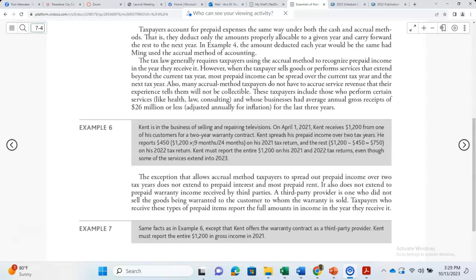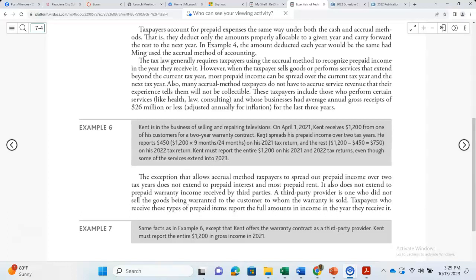1,200 multiplied by 9 out of 24 months. That's April through December, 9 months. So 1,200 times 9 out of 24, and that's 450 on his 2021 return. The rest will be on his 2022 tax return. Kent must report the entire $1,200 in his 2022 returns, even though some of the services extended into 2023.